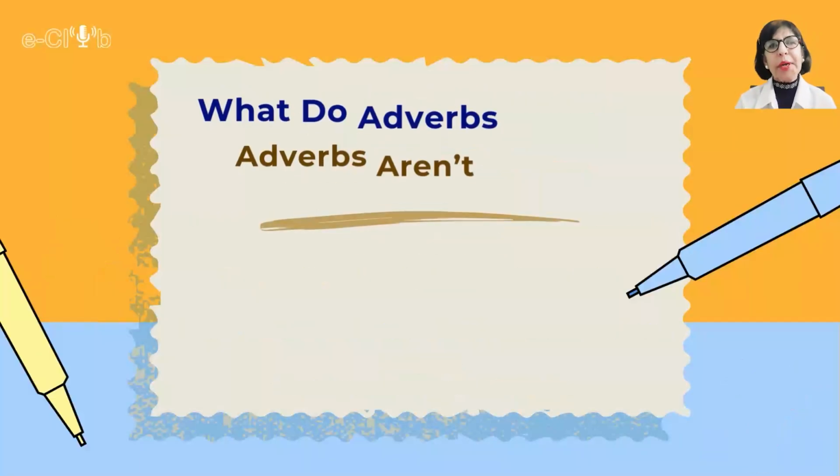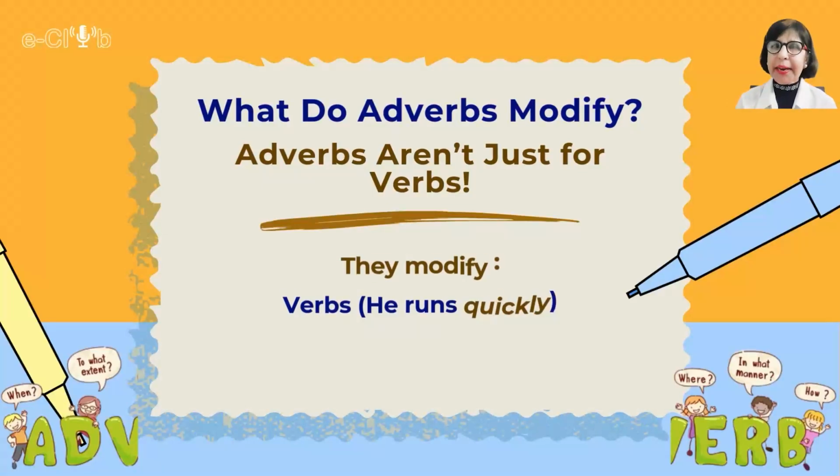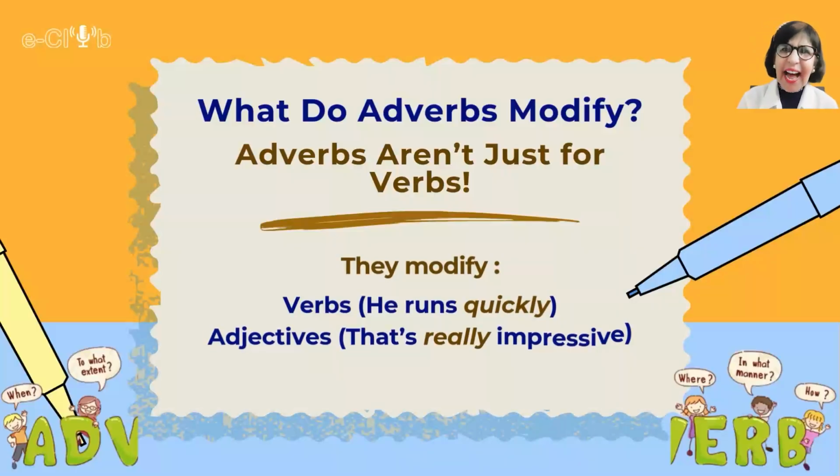Now, a common myth is that adverbs only modify verbs. But guess what? They can also modify adjectives and other adverbs. He runs quickly. How does he run? Quickly. So here, quickly modifies the verb runs. Another example. That's really impressive. How impressive is that? Really impressive. Impressive is the adjective and adverb really modifies the adjective impressive.